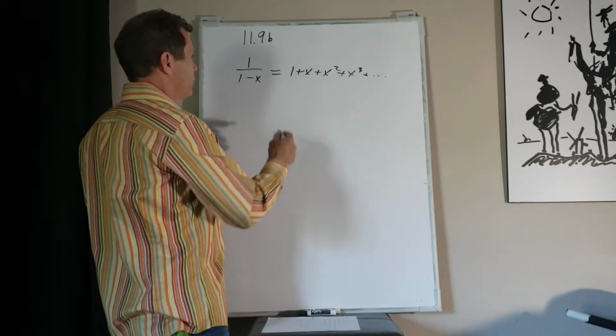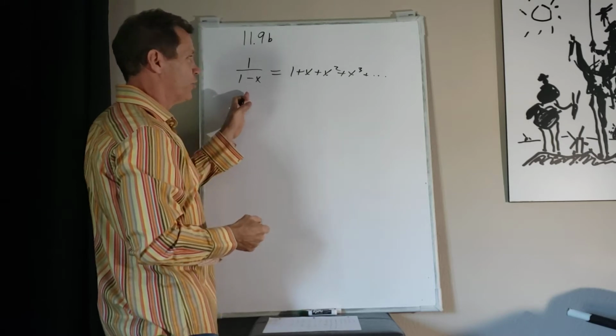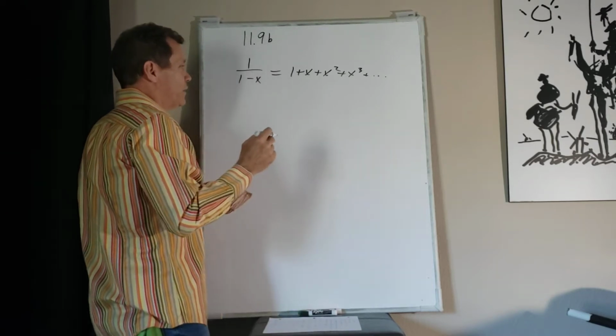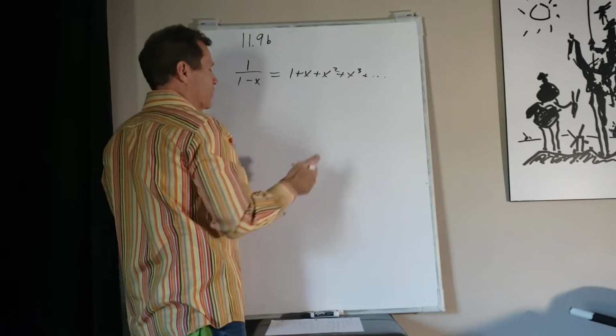And if I want to integrate this, I can integrate it. If I want to differentiate that, I can differentiate that. It's a lot easier than working with this guy. But this one only worked inside this guy's radius of convergence.